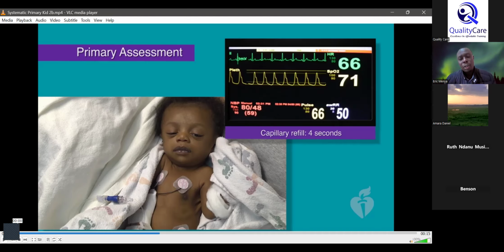What's your expected systolic for an infant? A minimum of 72. 70. 70. Anyone less than 1 year? 70. 1 year and above, 70 plus 2 times the age. So this guy's systolic BP is still above 70. So compensated or hypotensive? I think compensated. Yeah, it's still compensated, but we are in shock.